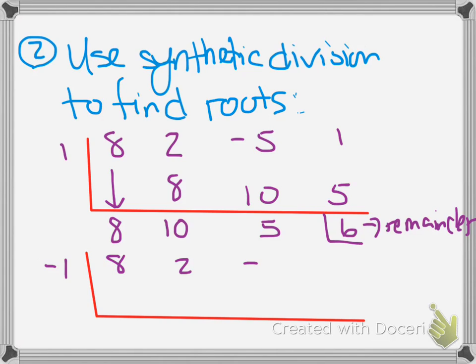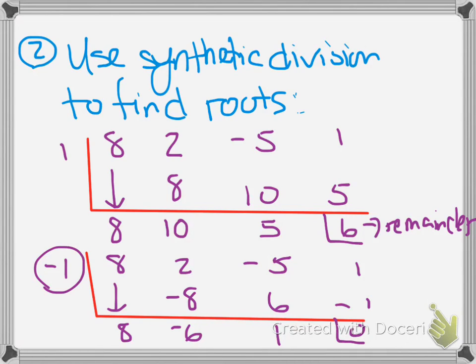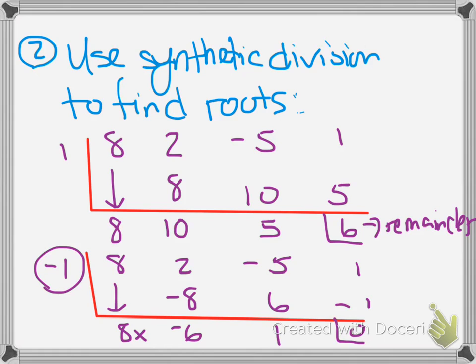So again, it's 8, 2, -5, and 1. So we drop the 8 down. We multiply, -8. We add the column for -6. We multiply, -1 times -6 is +6. We add the column, and we figure out that one of our rational roots is 0. Or excuse me, is -1. From here then, because if we go back and look, remember this would really be 8x squared minus 6x plus 1.